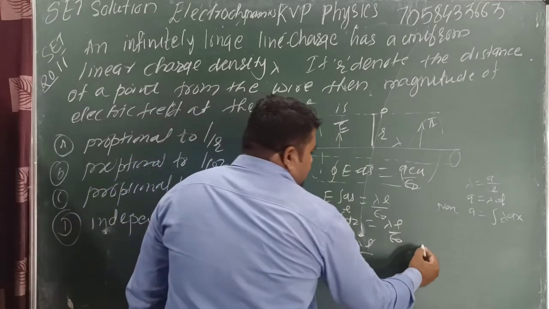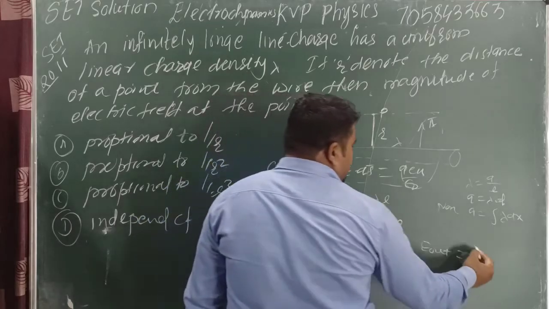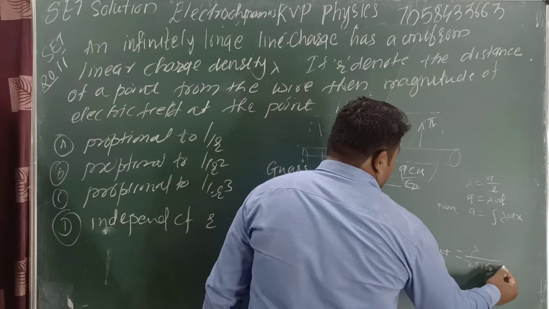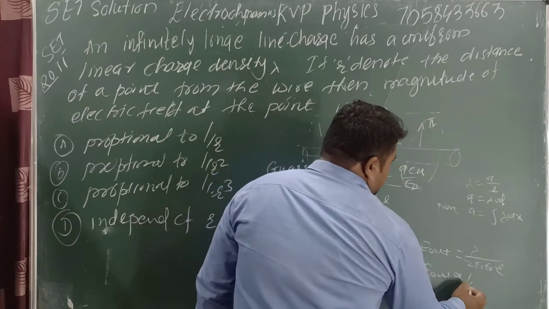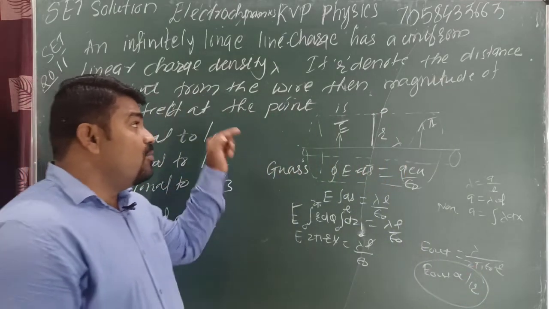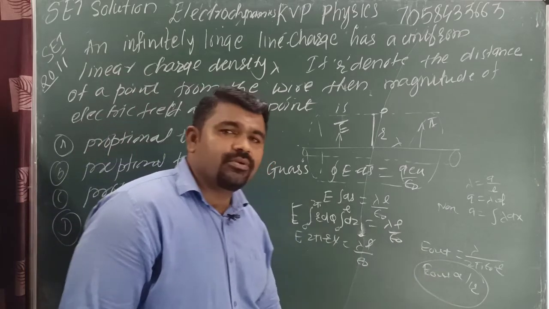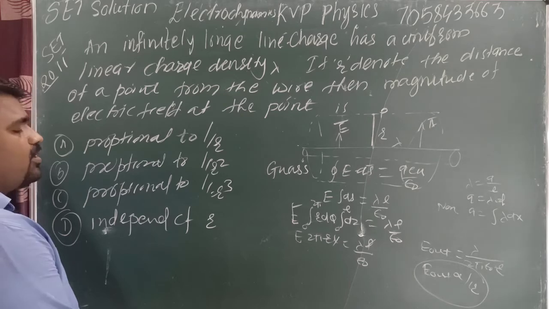What is the electric field? Electric field E out is equal to lambda upon 2 pi epsilon naught R. Means E out is directly proportional to 1 by R for wire system. Got it? E is directly proportional to 1 by R. Which of the following options is correct one here?